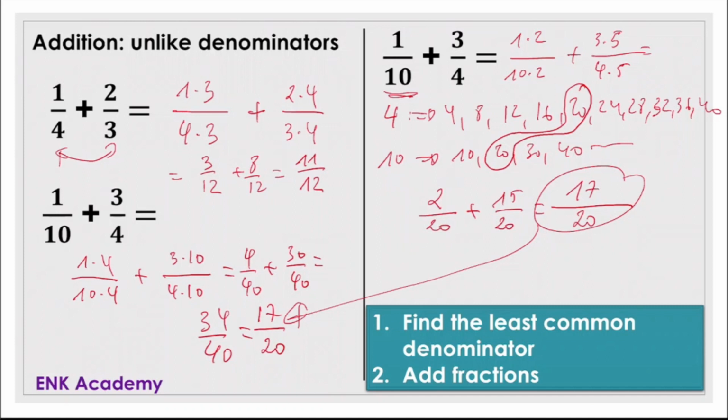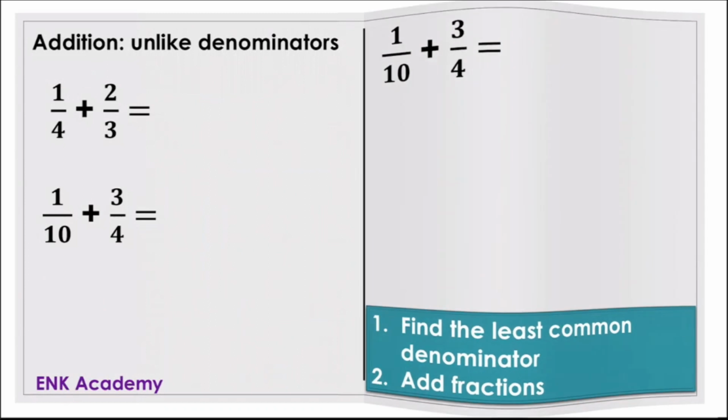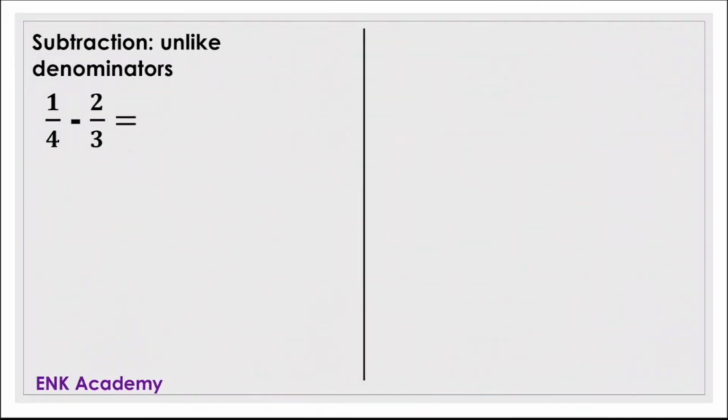Therefore, if you have two fractions you want to add with different denominators, you need to find the least common denominator and then add the fractions together. A similar rule applies to subtraction between two fractions.